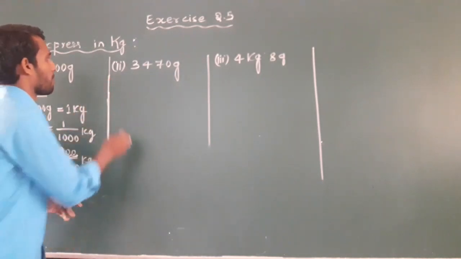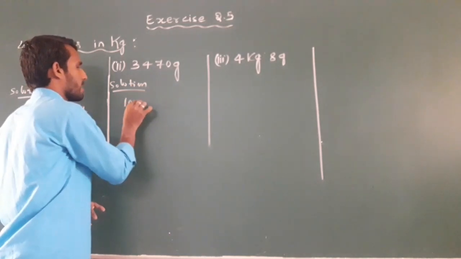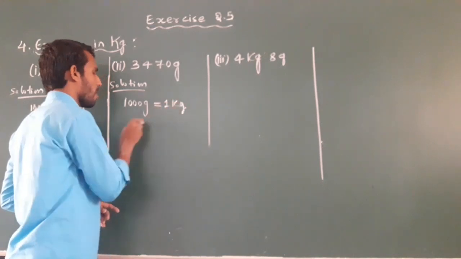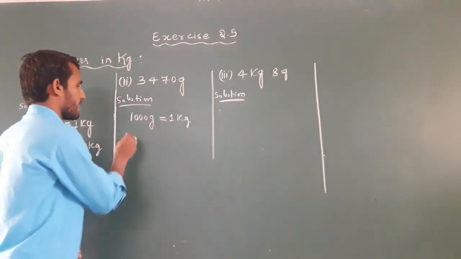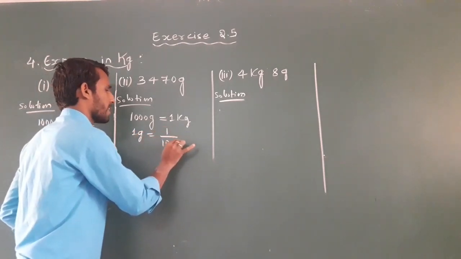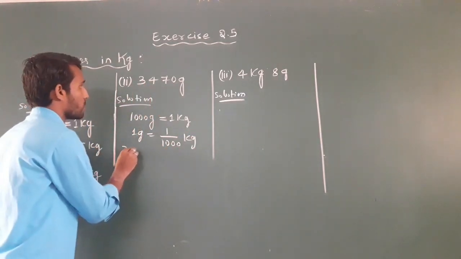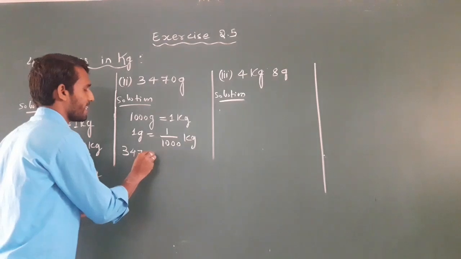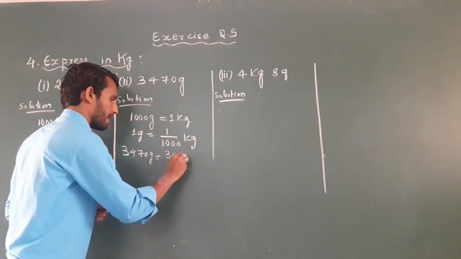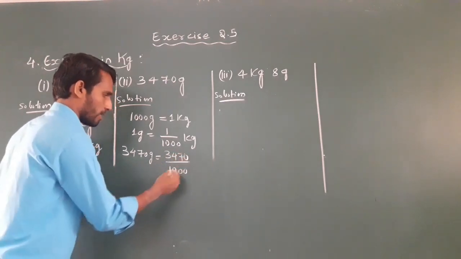Let us see the second problem. Solution. Dear student, as you know, 1000 gram equal to 1 kg. Now 1 gram equal to 1 by 1000 kg. Now in this problem we have 3470 gram, that is equal to 3470 by 1000 kg.